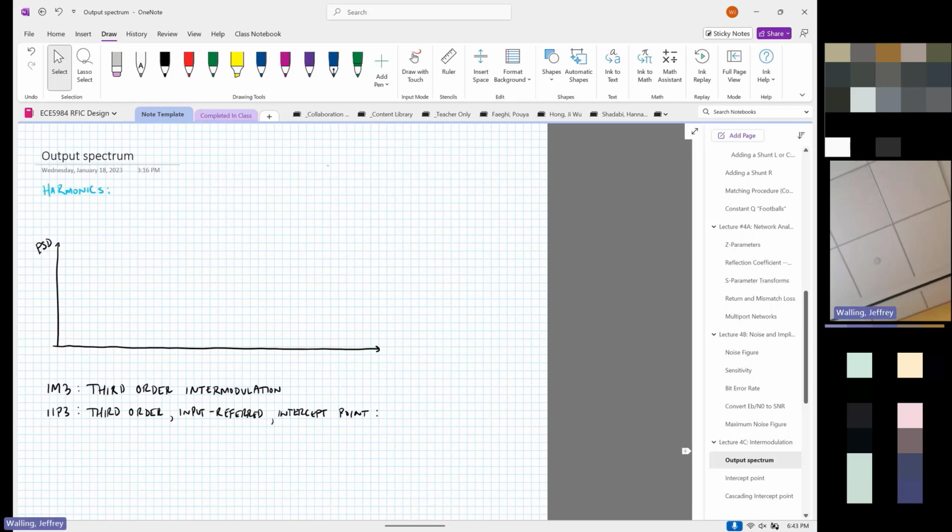Because we're about to get cut off, I'm going to go ahead and stop here for today. But the key thing to take away is we have a nonlinear system. We put two tones into it. We get a bunch of stuff at the output, and some of those things are going to land in our signal band of interest, and we're going to have to deal with them because of that.